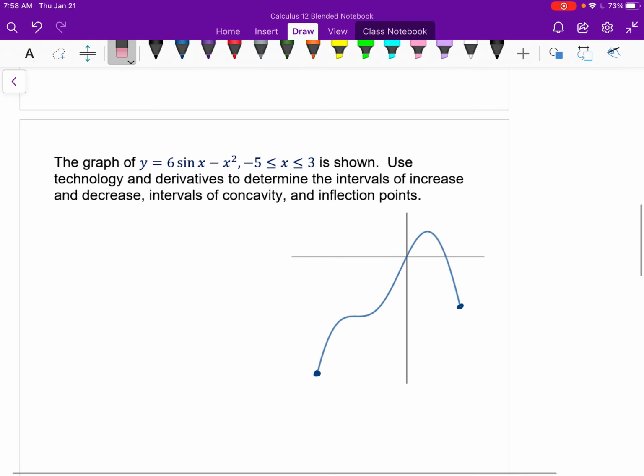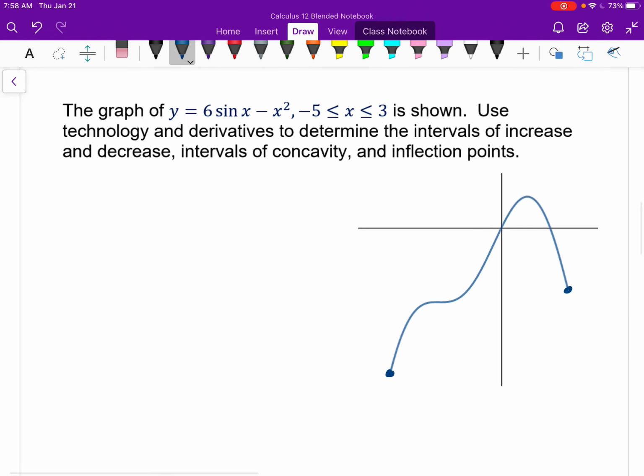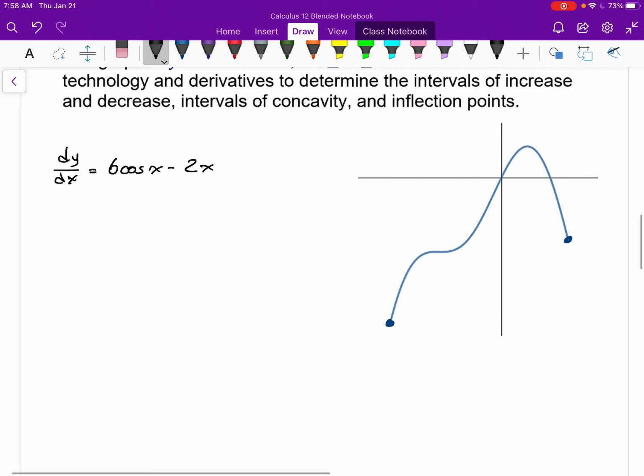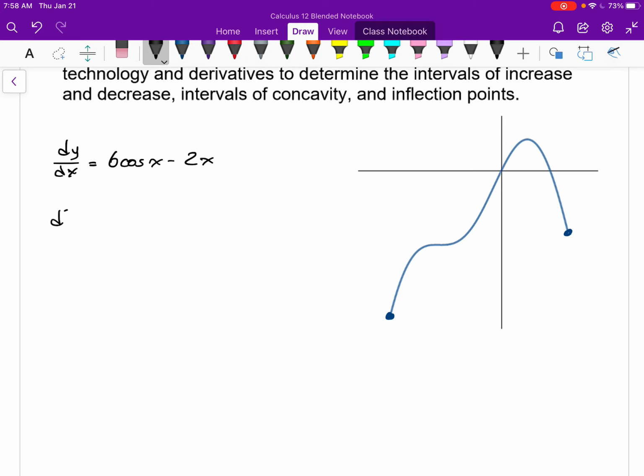Well, the good thing is, and this is function f, or this is just y. So I don't feel like writing that equation out. Let's use technology and the graphs of the derivatives to figure out more about this. So the good thing is the first derivative and the second derivative are quite easy. The first derivative is 6 cosine x minus 2x. And while I'm at it, the second derivative is going to be minus 6 sine x minus 2.